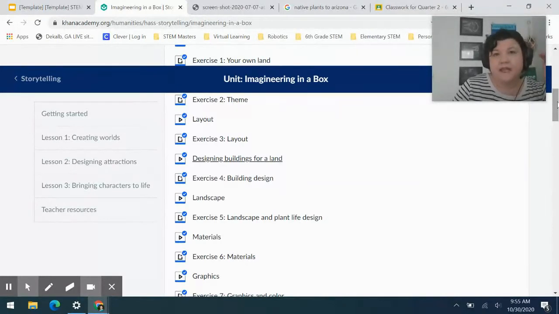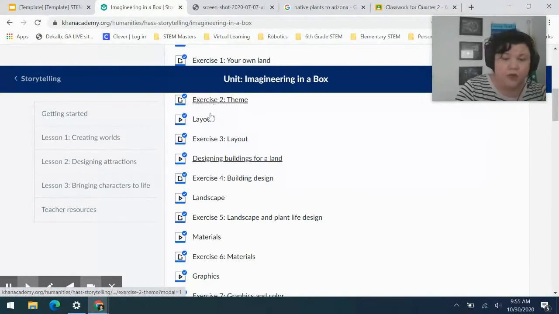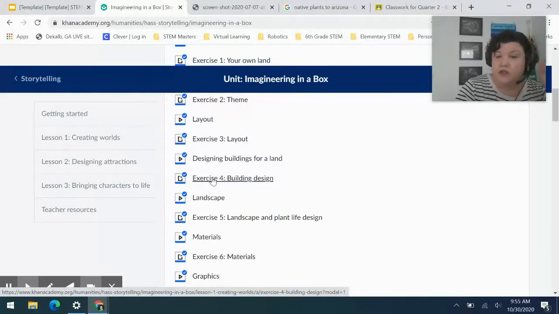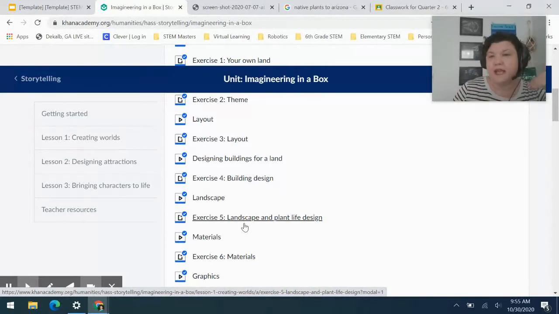For the sake of clarity, we are in unit 1 of this big lesson. Unit 1 is comprised of all these little subsections: unit 1-1, 1-2, 1-3, 1-4. This week you were doing unit 1 exercise 4, which is building design, and unit 1 exercise 5, which is landscape. So you're looking at buildings and plants. That's what you were looking at this week.